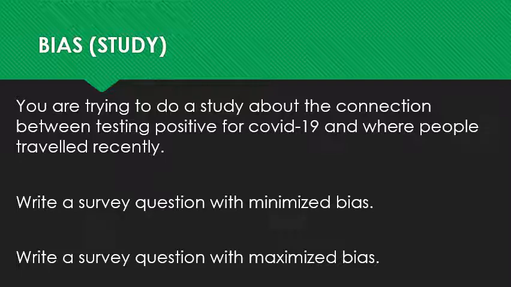So let's say you're trying to do a study about the connection between testing positive for COVID-19 and where people traveled recently. Could we write a survey question with minimized bias and one with maximized bias? All right, so let's try this. If we want to write a survey question about where people traveled, let's say we said, have you experienced any symptoms? And then you could ask, have you traveled recently, right?